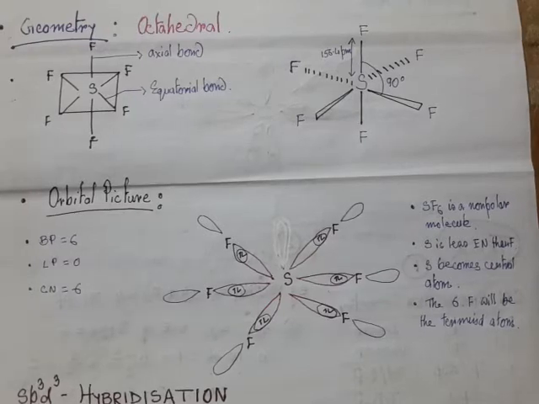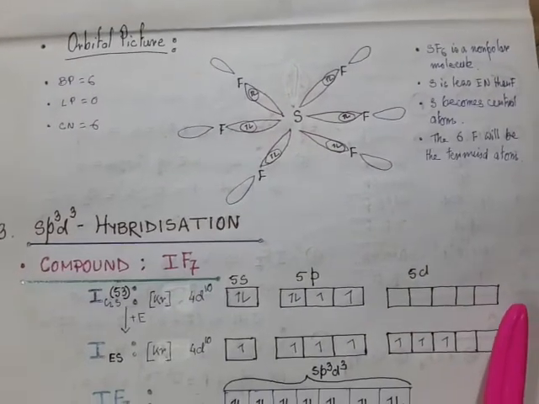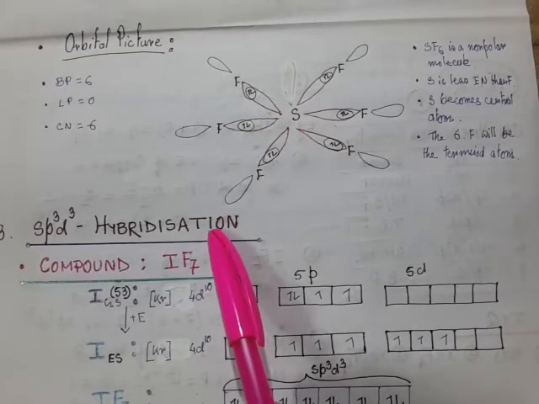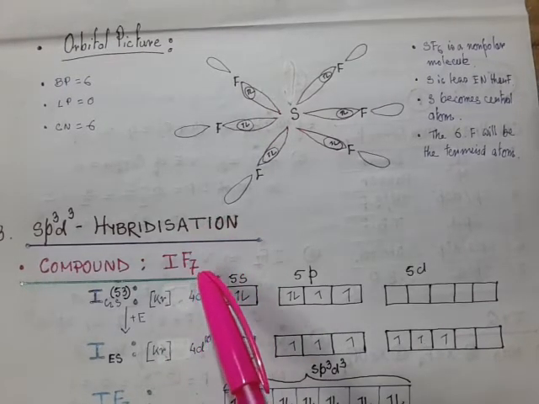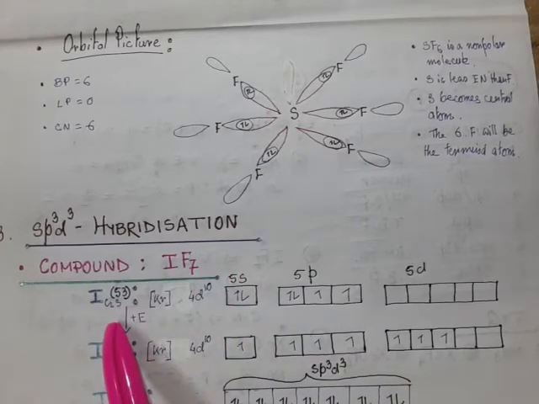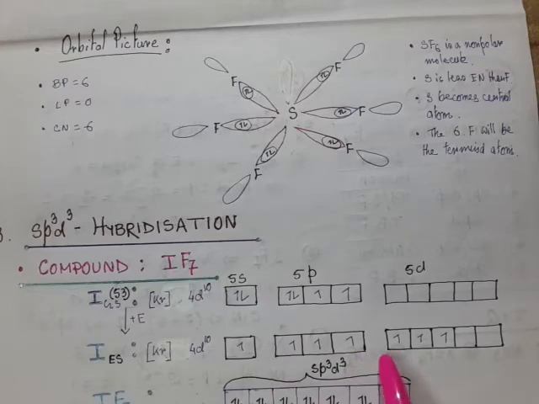Very interesting, very crucial and excellent. Now we will discuss our next segment, that is sp3d3 hybridization. In sp3d3 hybridization, let us take the compound IF7, coordination number 7. Iodine, atomic number 53, has the ground state electronic configuration krypton 4d10 5s2 5p5. The excited state electronic configuration of iodine is krypton 4d10, 5s1 5p3 and 5d3.